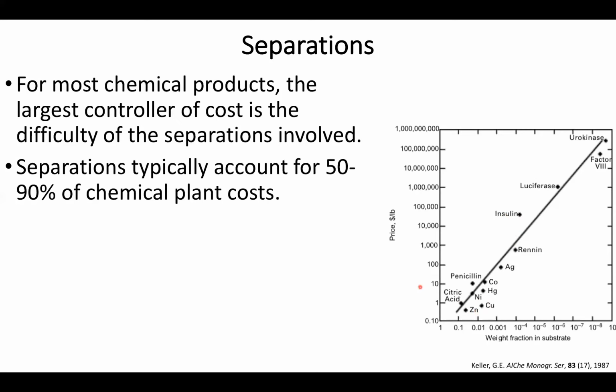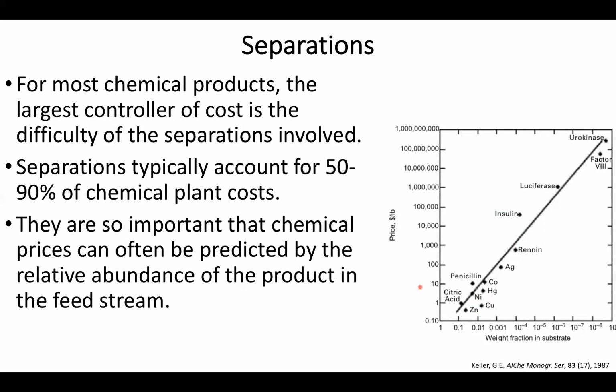But in general, it's worth noting that in the chemical industry, separations account for the majority of all of the chemical plant cost. It isn't running the reactor, it's doing the separations. So what this really does help show is that you can generally predict the cost of a product just by knowing how prevalent it is in the product stream of your chemical reactor.